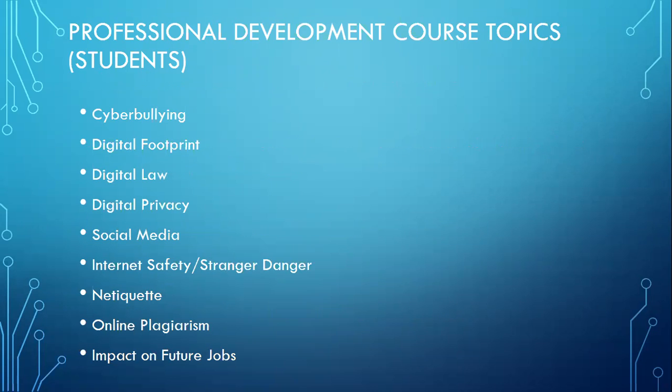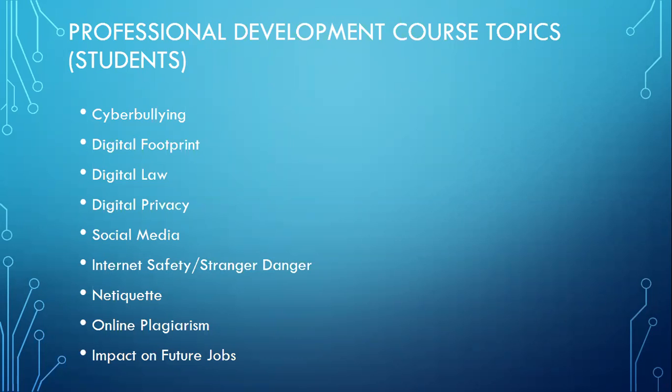So their course topics would be, the number one concern right now is cyberbullying, also digital footprint, digital law, digital privacy, social media, internet and stranger safety, netiquette, online plagiarism, and the impact on future jobs. Impact on future jobs is big because I know that a lot of students do not realize that what they do online can affect them in the long term. A lot of colleges now even will try to pull up a student's social media prior to accepting them. Jobs pull up social media, anything they can, prior to hiring someone. So it's very important for these students to realize that even though they're young, it can carry on into their future as adults.